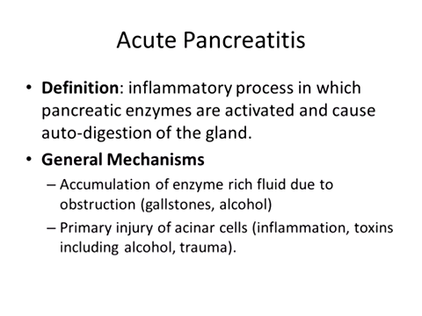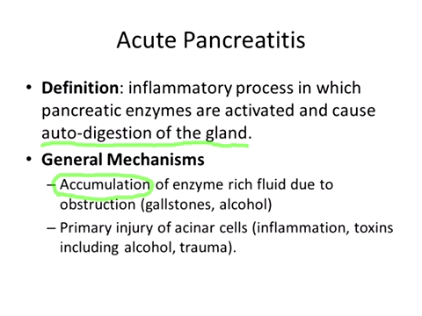Let's define acute pancreatitis. Acute pancreatitis is an inflammatory process in which the pancreatic enzymes are activated and they cause autodigestion of the gland. There are two general mechanisms by which acute pancreatitis arises. The first of these is the accumulation of an enzyme-rich fluid. This usually arises from obstruction of the main pancreatic duct.